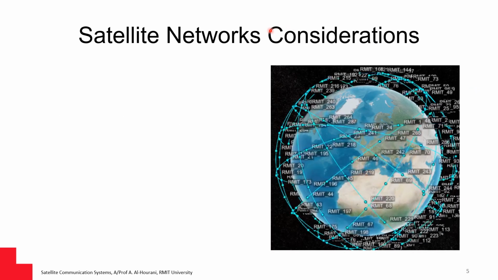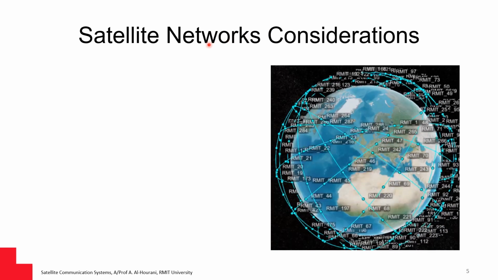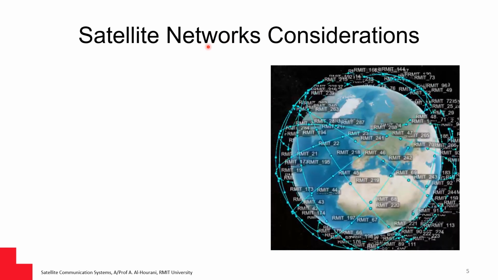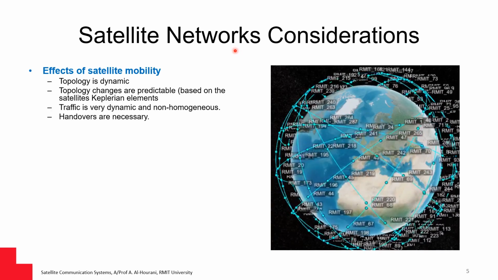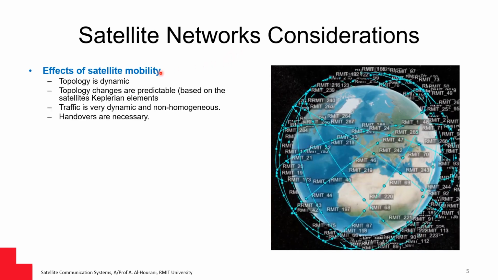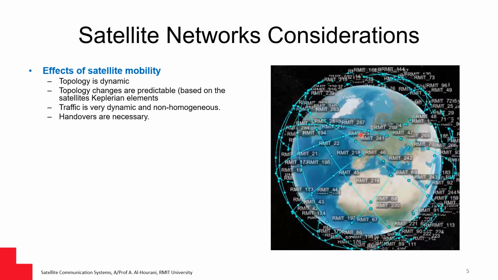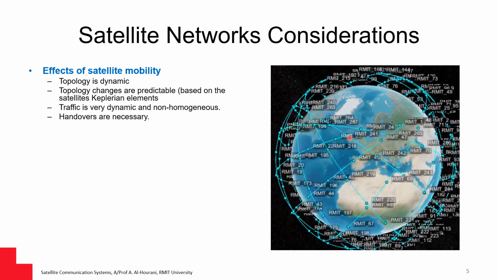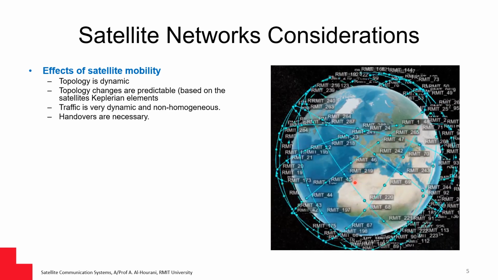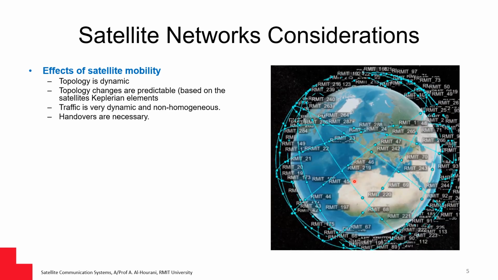The question is, what is the difference between typical networks, the terrestrial networks we have, and satellite networks? Well, there are three themes or domains where this difference can be seen. First is the mobility. Especially for low Earth orbit satellites, the satellites are always in relative movement with respect to the ground users. And a lot of things result from it.